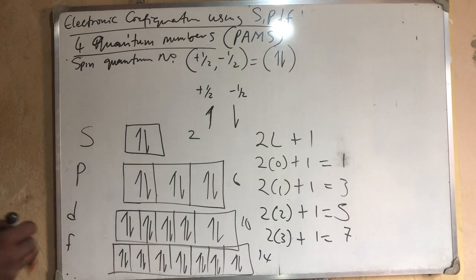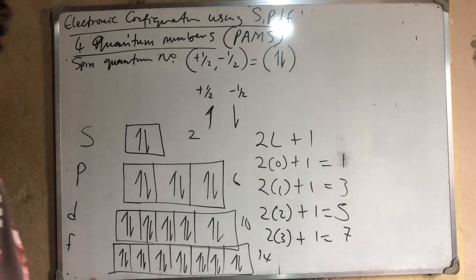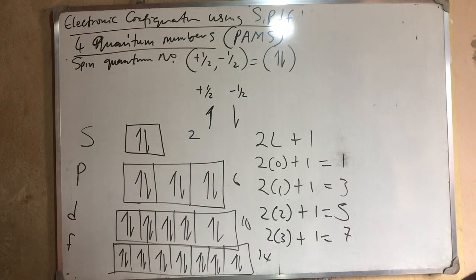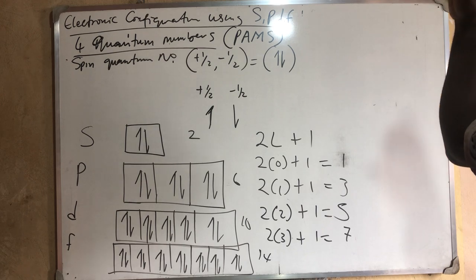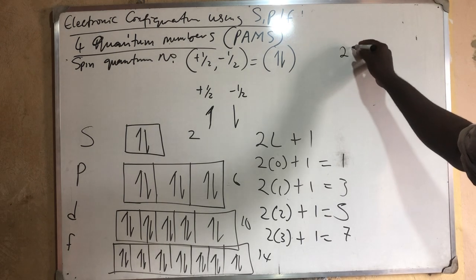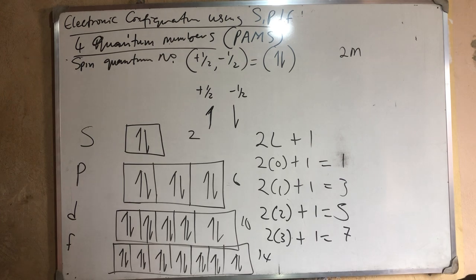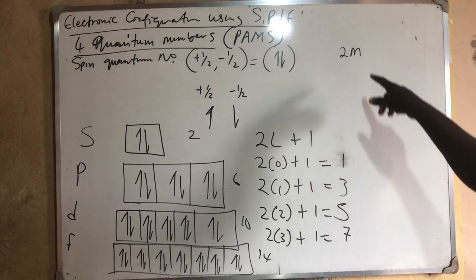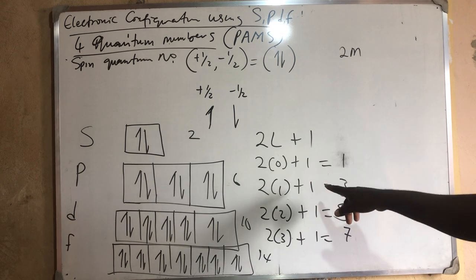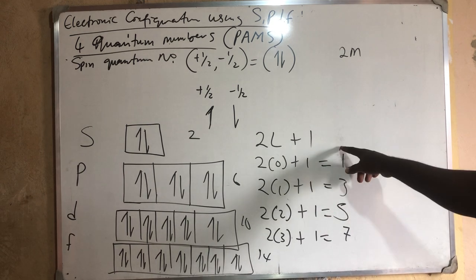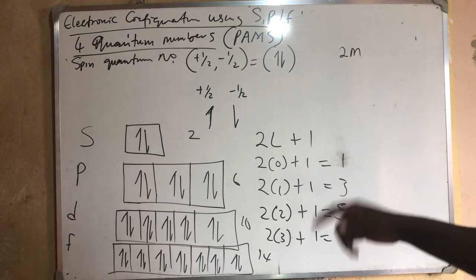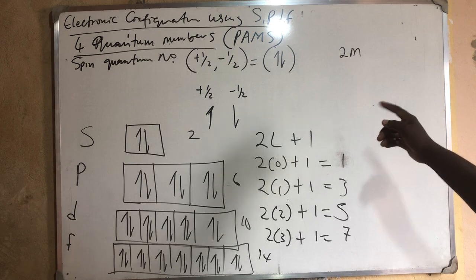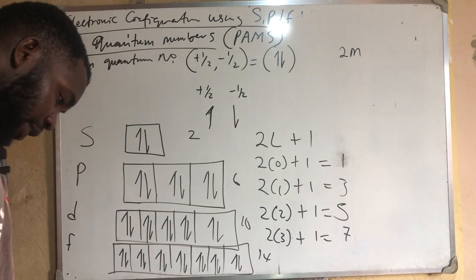So the spin quantum number helps us to know the maximum number of electrons each orbital will take. And it is related to the magnetic quantum number by 2m, 2 times m. So if the magnetic quantum number is 1, for example, therefore it will have 2 electrons. And it is s. Don't forget that it is s. And the other one having 3 will give you 6, p, and so on and so forth. You see that this is very, very simple.